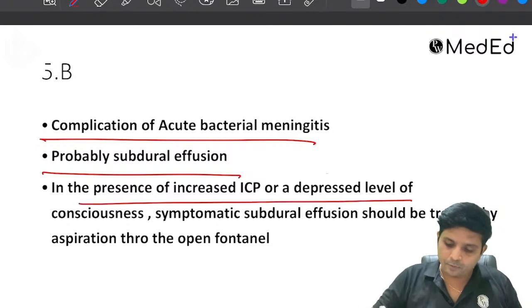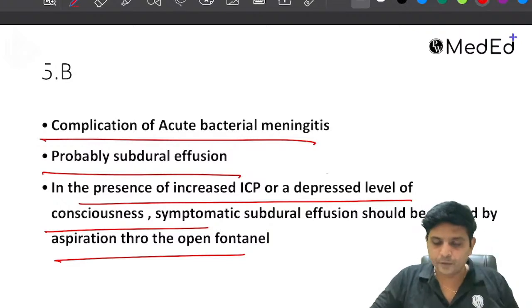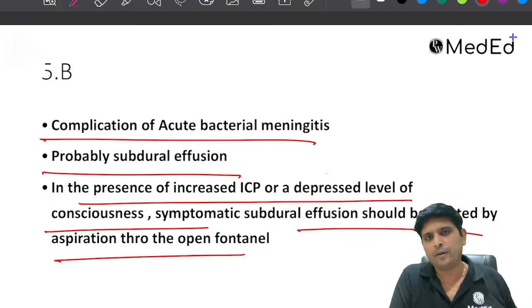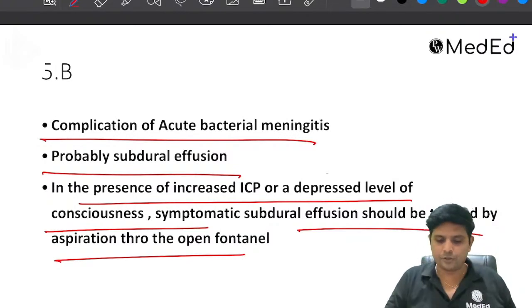What you need to do? If there is an open fontanelle, you can remove or aspirate through it, because this is an 8-month-old child. The anterior fontanelle usually closes by 18 months.